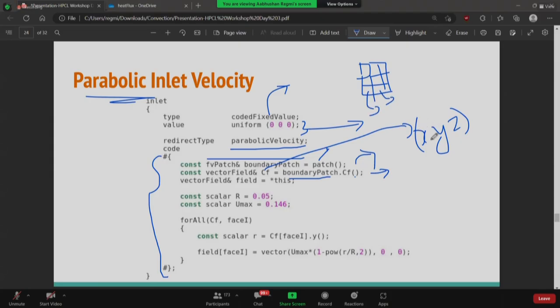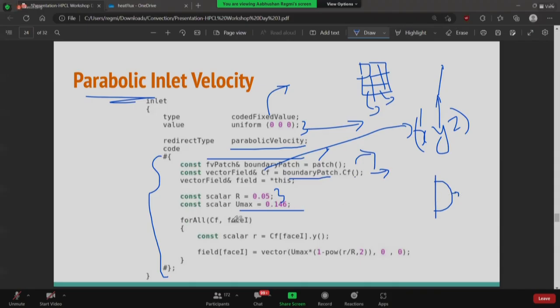If you want to find out the value of y or x or z, what we can do is CF bracket face I dot y. So dot y will give us the value of the y of that particular mesh. And this is the scalar variable that we're using. R stands for the radius of our pipe, and Umax is the maximum velocity that we are going to provide to our parabolic inlet profile. That means if this is a parabolic profile, here the value of U is 0.146 at the middle.